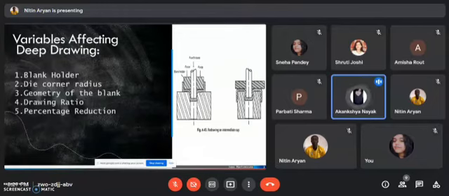Then, percentage reduction. The value for percentage reduction is usually taken as 30% for the first draw, 20% for the second, and 10% for the third draw. The product should be annealed after every 2 redrawing operations in order to eliminate the work hardening and thus avoid any cracking of the product. So these are the main factors of deep drawing which need to be considered.